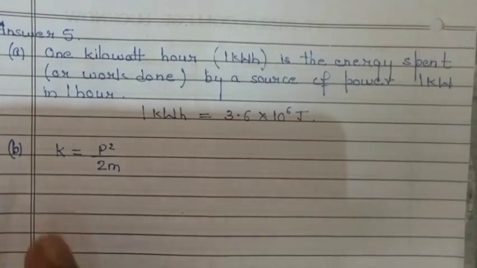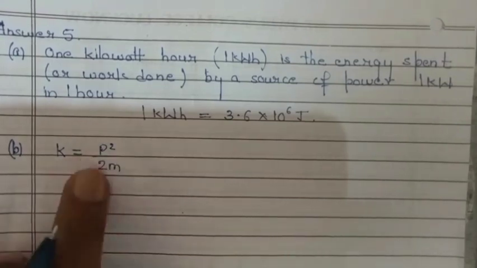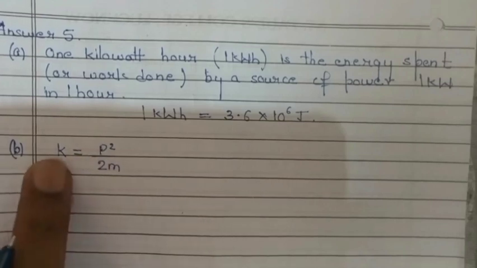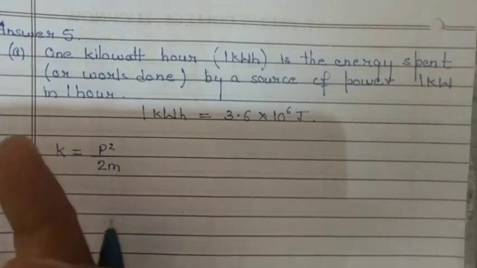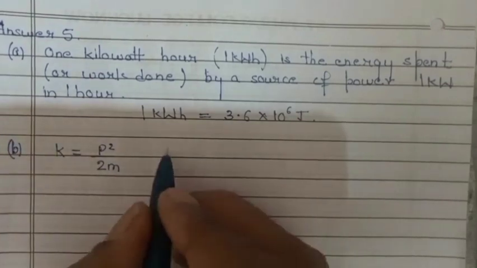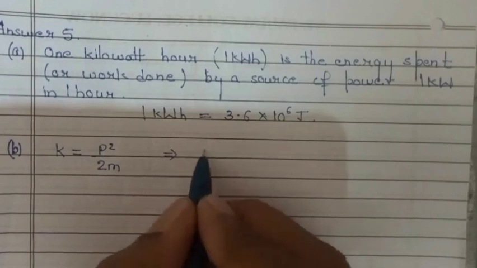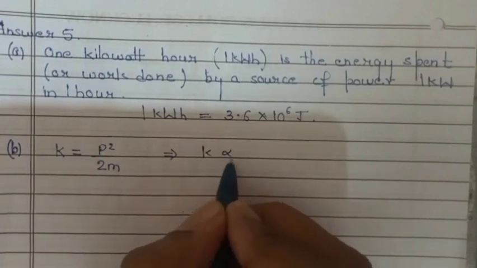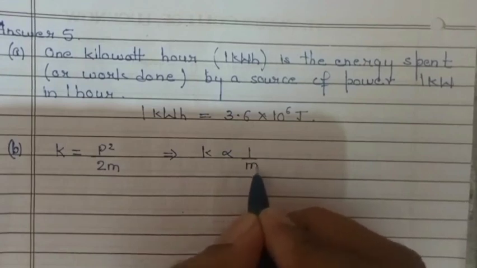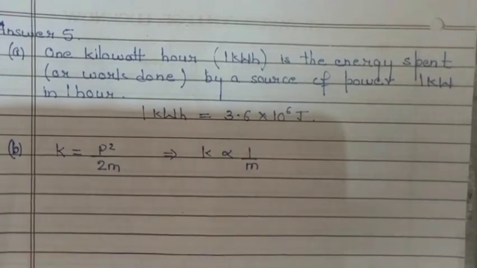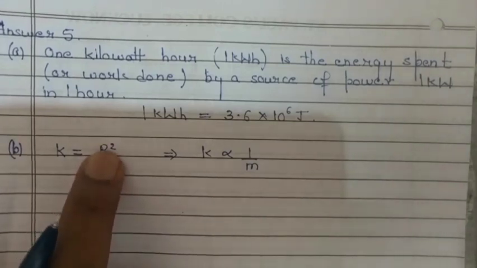As the two bodies have the same momentum, we can say the kinetic energy of the two bodies will depend on mass, because they have the same momentum. So from here we can say that kinetic energy is inversely proportional to the mass. Now why are we saying kinetic energy is inversely proportional to the mass? Because the momentum of the two bodies is the same.